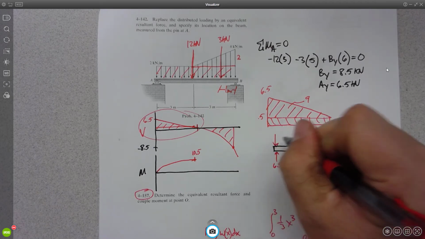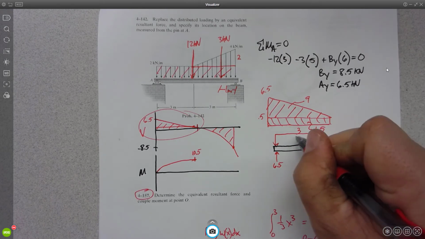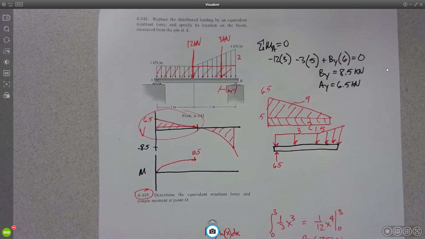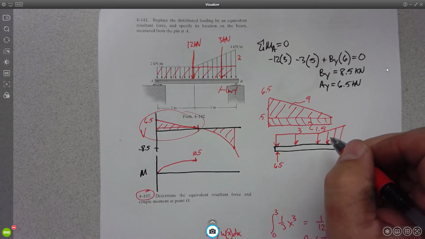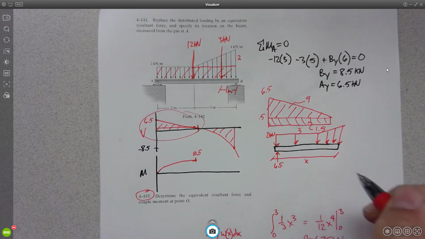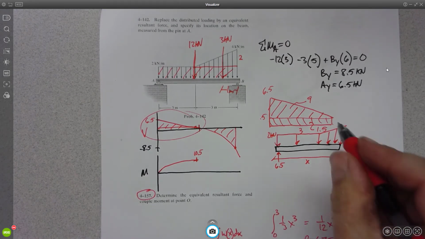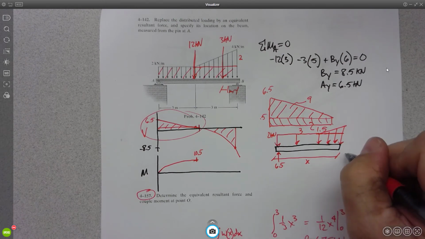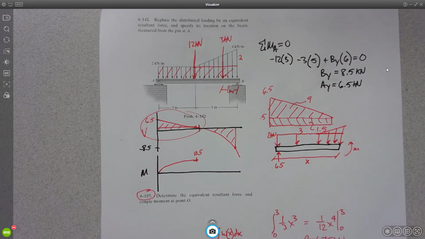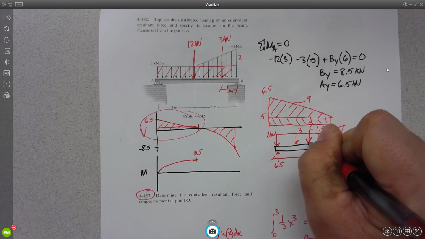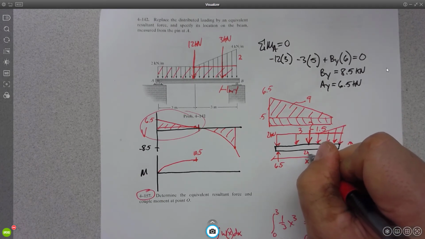6.5. Okay. So we know this has a magnitude of 2 kilonewtons. This is x. I suppose we can still divide this, make this a rectangle. We're looking for the resultant moment here. We know that if we treat these separately, that we'll have one resultant right here in the middle. Okay, that will be 2 kilonewtons times x.